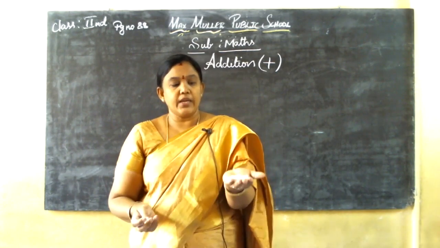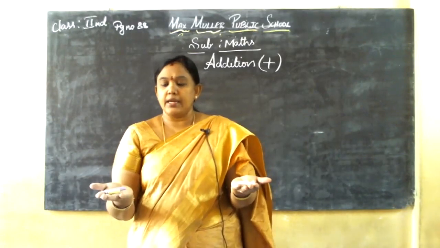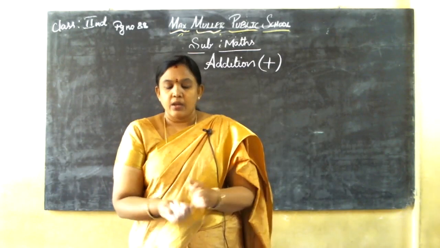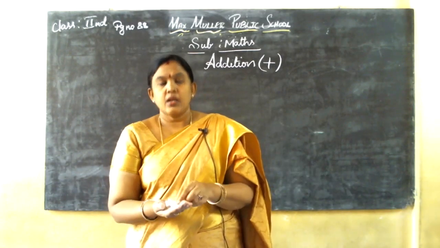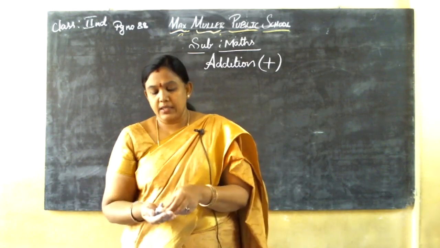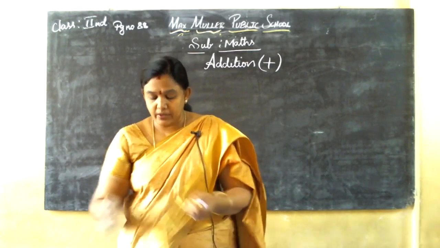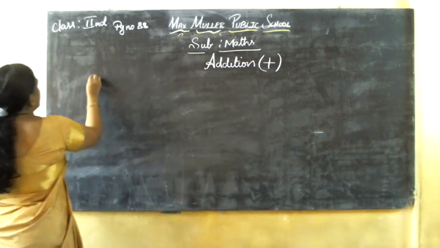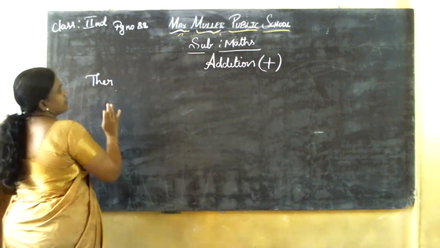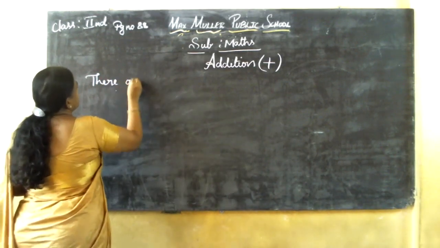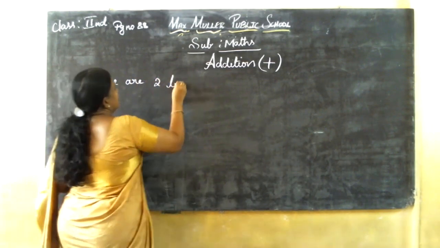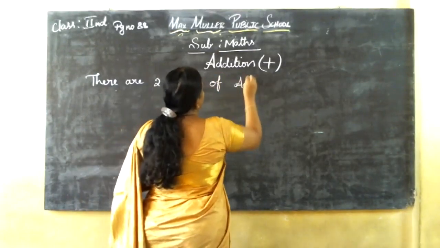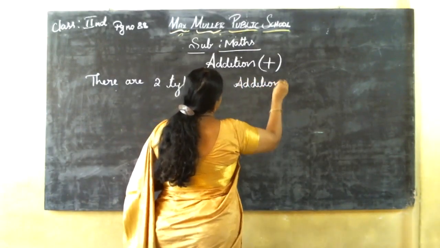In my left hand, 3 chalk pieces are there. In my right hand, 2 chalk pieces are there. If we put together 2 plus 3, how much? 5. 1, 2, 3, 4, 5. Understood, children? There are 2 types of addition. You want to write this in the rough note. There are 2 types of addition.